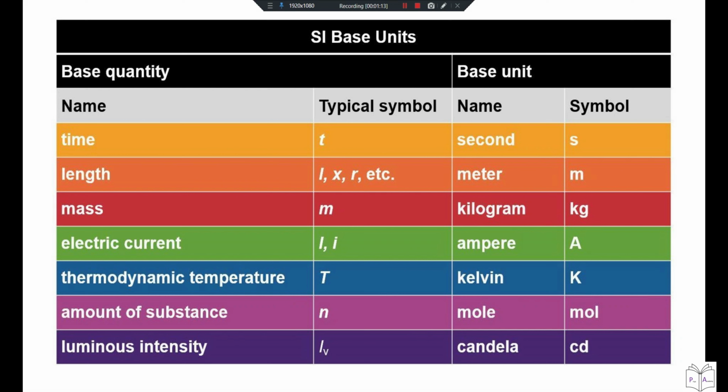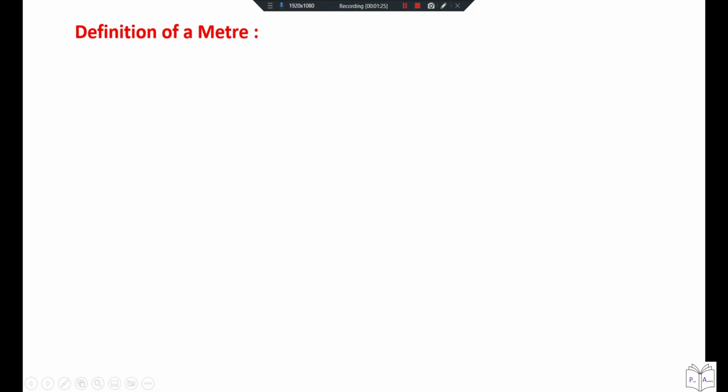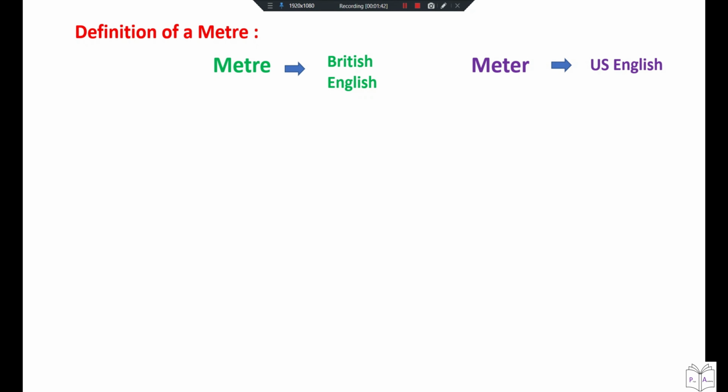Alright. In your textbook, in addition to these columns, one more column for the definition of these base units is also present. We will see that now. The definition of meter. But before that, meter should be spelled METRE or METER. Both are correct. METRE stands for British English and METER stands for American English.